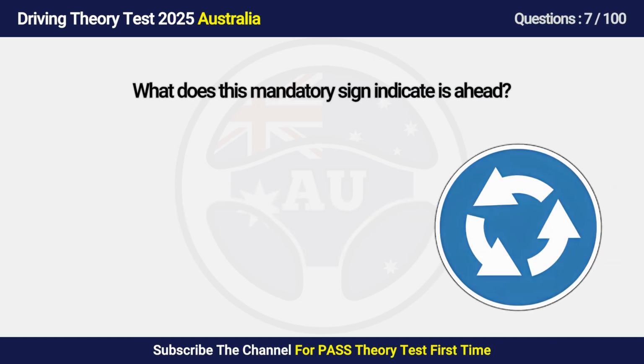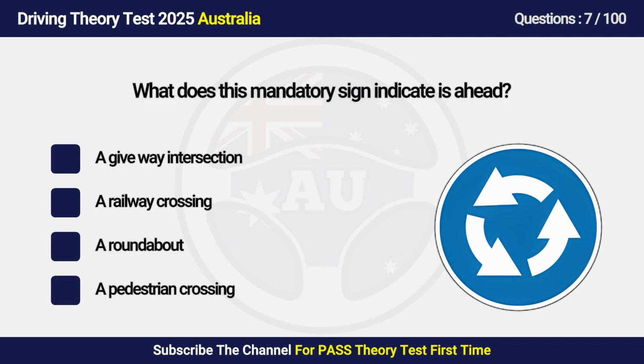Question 7. What does this mandatory sign indicate is ahead? A. Give way intersection. B. A railway crossing. C. A roundabout. D. A pedestrian crossing.